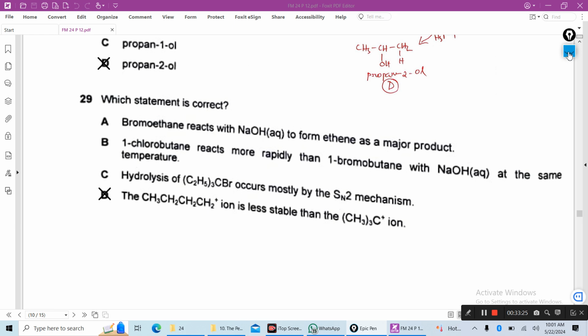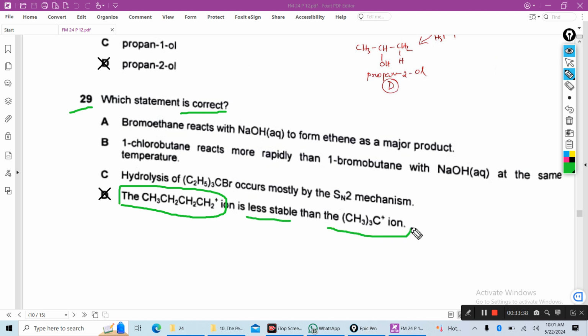Number 29. Which statement is correct? Primary carbonium ion is less stable than tertiary carbonium ion. So D is the right answer. You know, tertiary carbonium ion is more stable than secondary, and secondary carbonium ion is more stable than primary. So reversely, primary carbonium ion is less stable than tertiary carbonium ion.